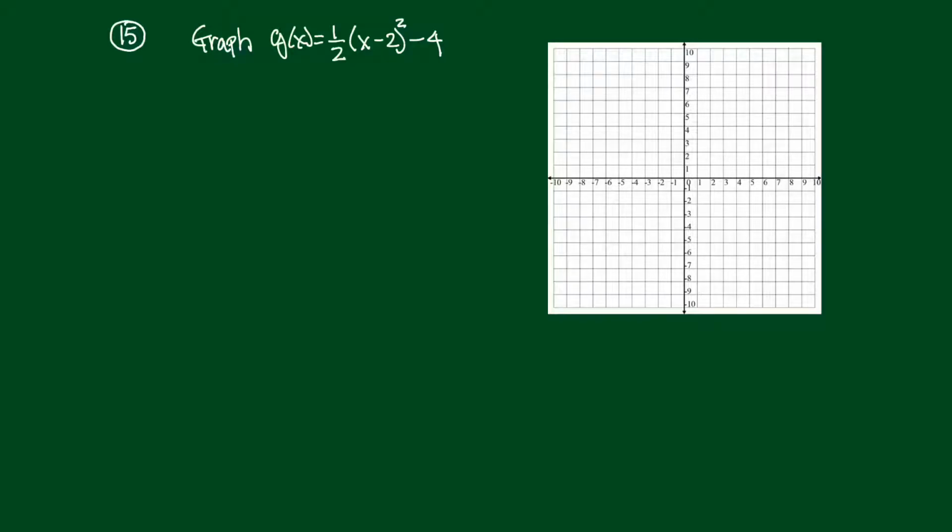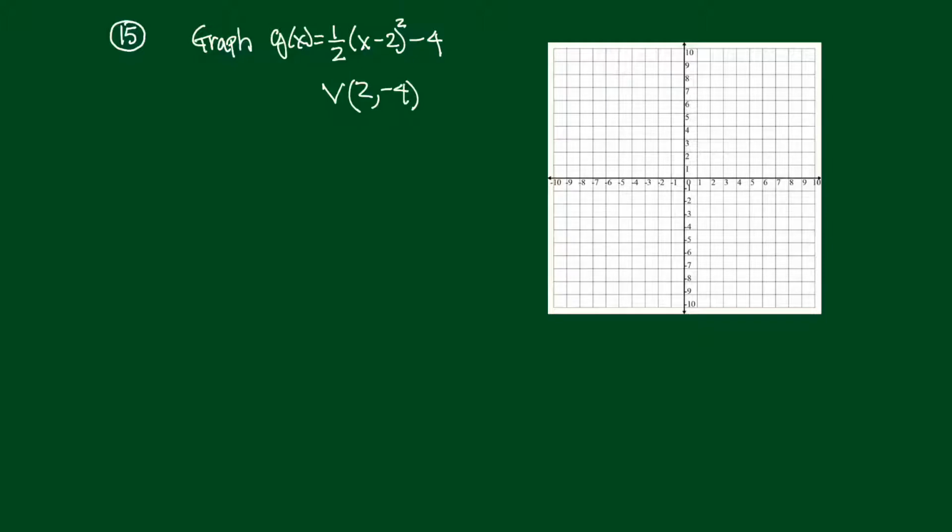Well, you can see that this function right here, this quadratic, this parabola, is in vertex form, so we can read the vertex off right away. Where is the vertex? It's the opposite of this, so it's to the right 2, and it's exactly what this is, down 4.